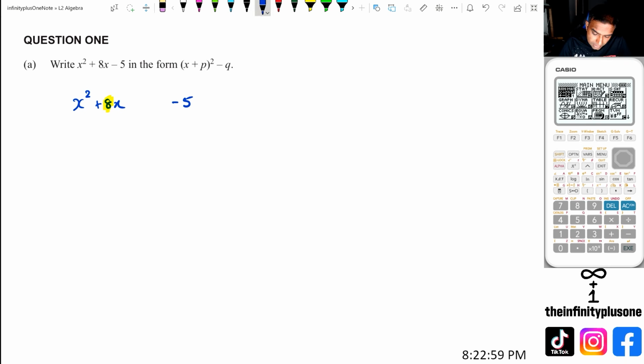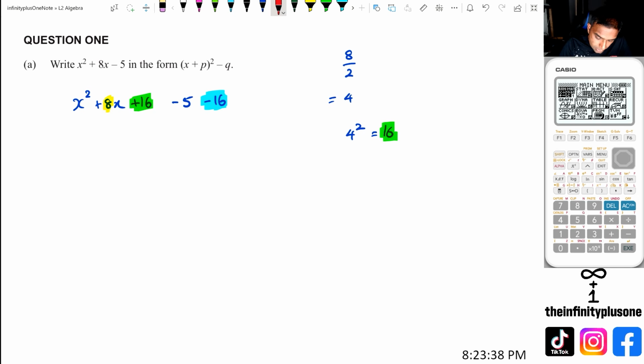So all I've done here is take the 8 divided by 2, which gives me 4, and then taken 4 squared, which equals 16. The reason I want this 16 is that I'm going to add 16 here, and subtract 16 at the end as well. Basically, the green part and the blue part equal 0. I haven't changed the equation in any way, I'm putting a 16 but also putting minus 16.